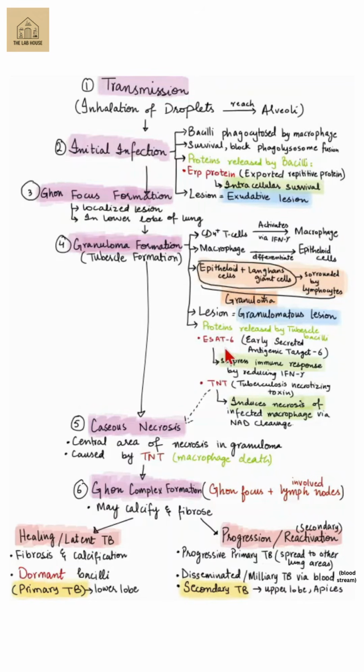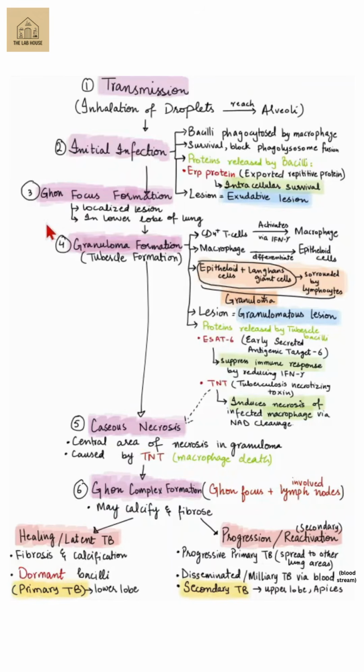So the ESAT6 protein will suppress the immune response by reducing the IFN gamma here. And the TNT protein is the tuberculosis necrotizing toxin. Tuberculosis necrotizing toxin will cause the necrosis of the macrophage which contains the bacilli. So the macrophage will undergo death. This causes the area of caseating necrosis in the center of the granuloma, because of the death of the macrophage caused by the TNT protein.